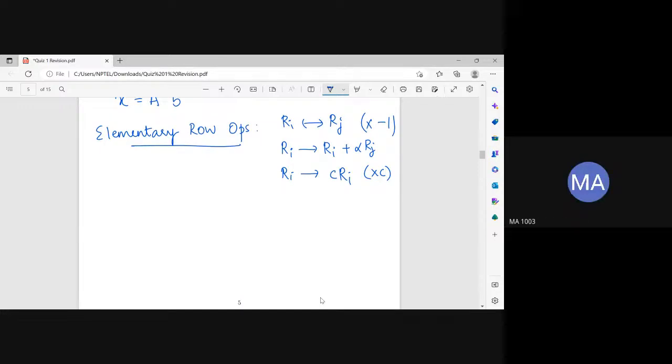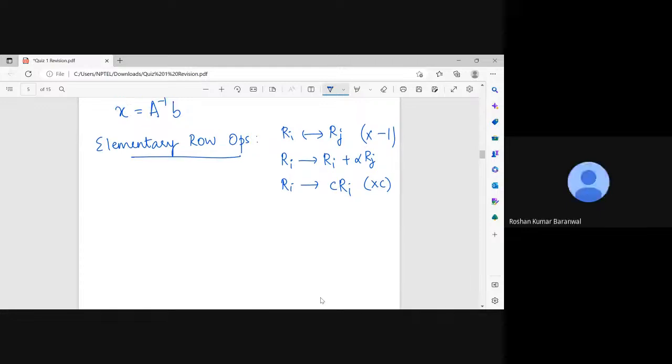Not c to the power n. You're replacing only one row with c times this row. So the determinant gets multiplied by c, not c to the power n, just c. When you're doing it multiple times, then each time you're going to get a c out.